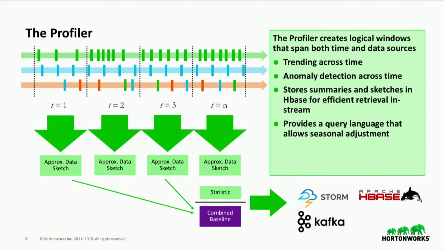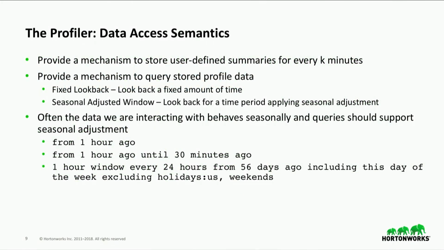And we use HBase and Storm and Kafka. Okay, so we're going to provide two different types of query semantics. The most common is a fixed lookback, and that's what you're going to see. So the last 1 hour, right? Automatically seasonally adjusted, whatever, last 1 hour. The more complicated one is a seasonal adjusted window.